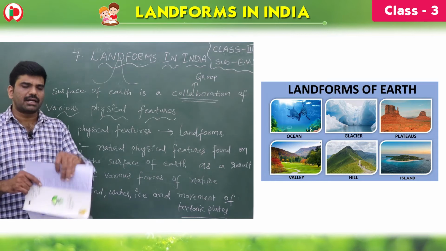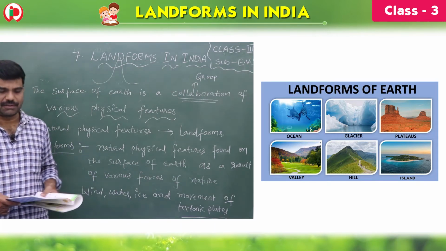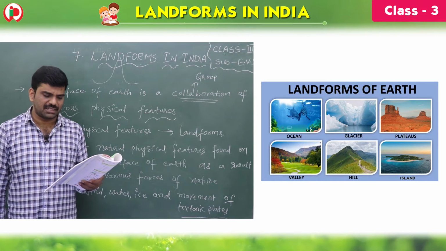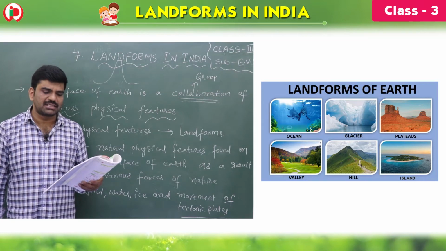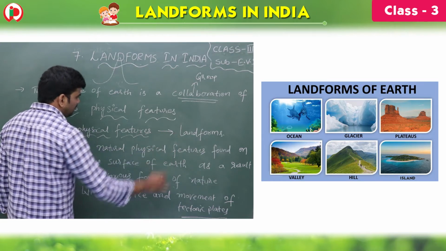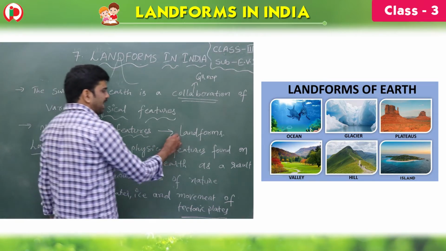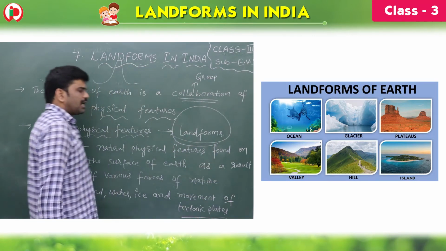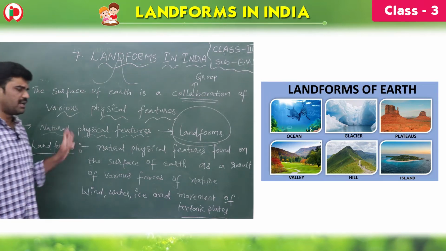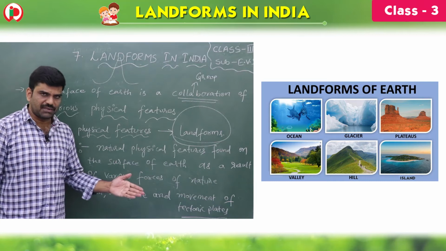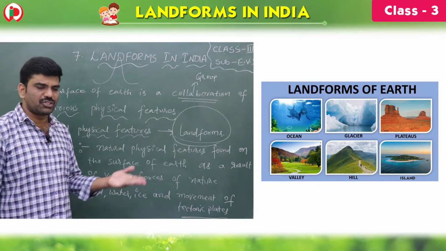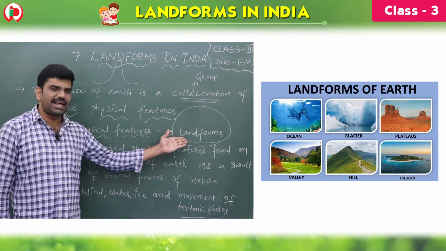Now let's see, take page number 45. The surface of the earth is a collaboration of various physical features. These natural physical features on the earth surface are called landforms. So what are landforms, children? The natural physical features on the earth surface, like deserts, plains, plateaus, mountains, water, oceans. All these are called landforms.